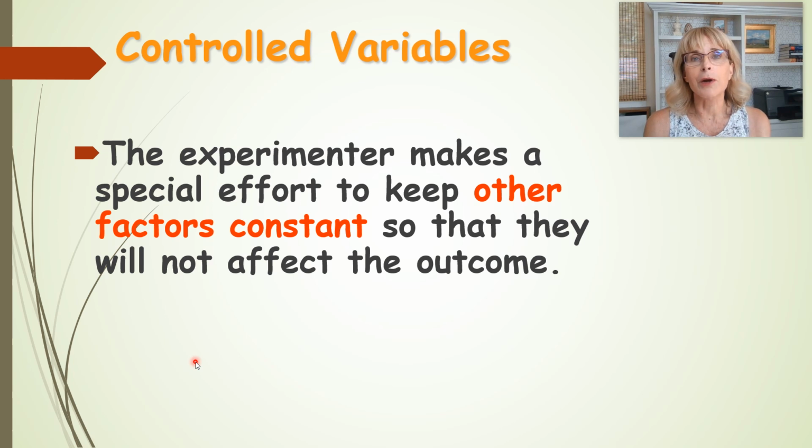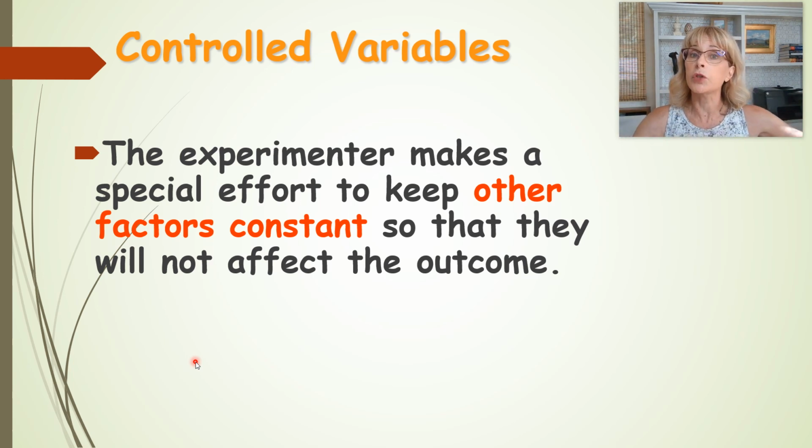So you, as the experimenter, as the scientist, you need to make a special effort to keep everything else constant so that those things don't affect the outcome. So I'm telling you that I think brighter light makes plants grow better. So I need to start off with plants that are as genetically identical as can be, lots of them. I need to put them all at the same temperature. It's not fair to have some in warm conditions and some in cold conditions, right? I need to keep the temperature the same.